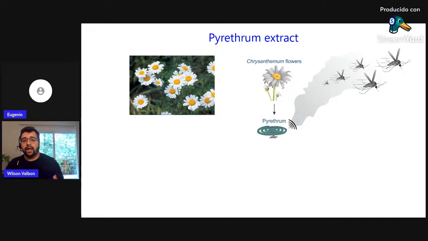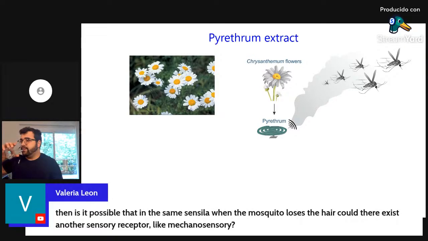Before you move on, David is asking, and I would like to come back to the earlier topic: is it possible that in the same sensilla, when the mosquito loses the hair, there could exist another sensory receptor, like a mechanosensory one? I think he meant the sensilla. The mechanoreceptors are in another place in the antenna, closer to the base of the antenna.